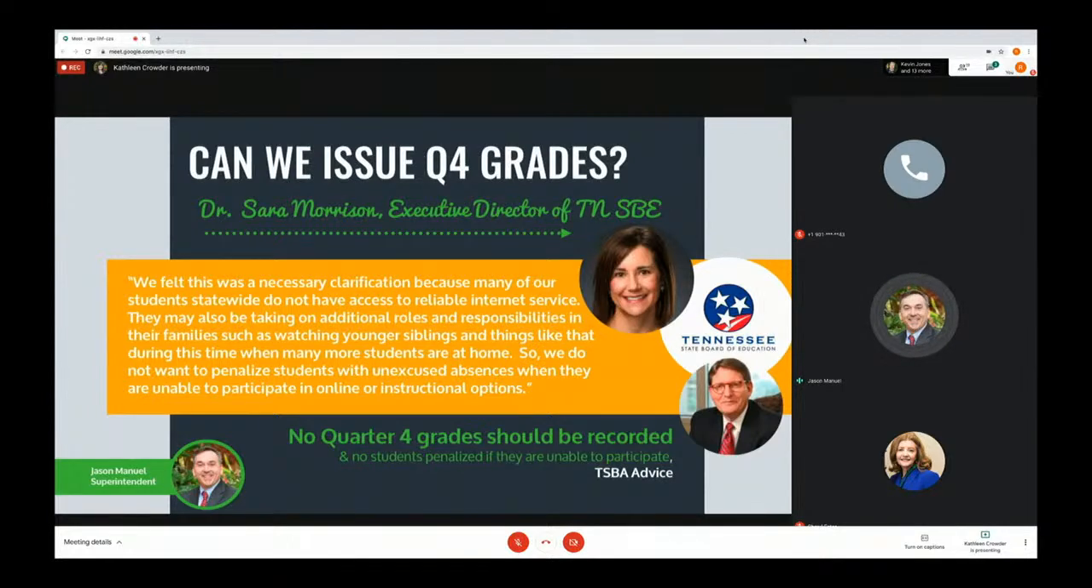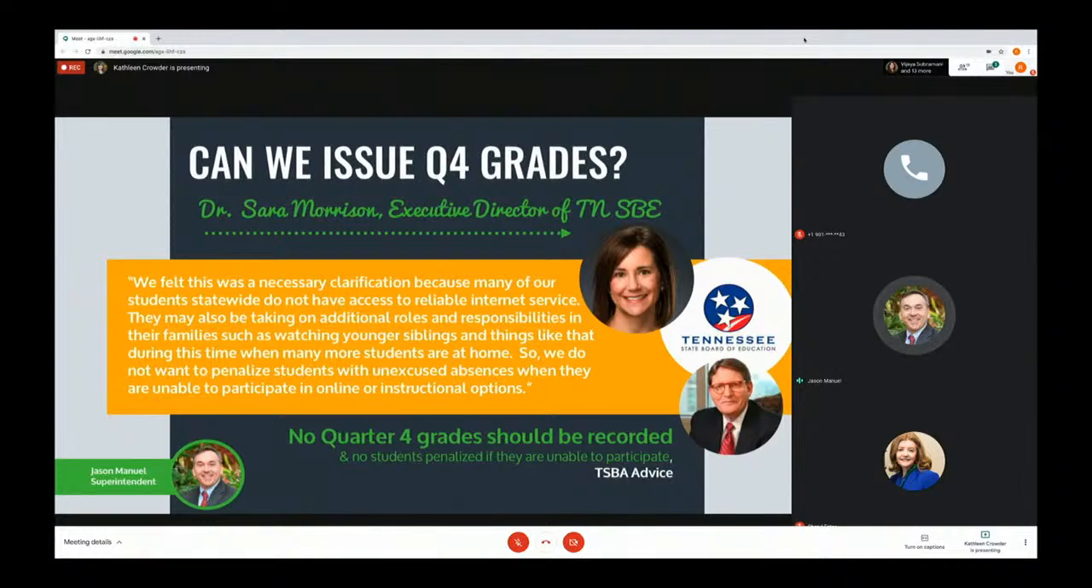So in several interactions with Tennessee School Board Association, where they do have legal counsel, and that is a picture of Chuck Cagle, there were several questions posed as far as what does that mean in reference to fourth quarter grades? Can we take fourth quarter grades? Can we move on with new instruction? And the recommendation is that we not take fourth quarter grades because the state school board stance is that if a student is not present, we cannot hold them accountable.